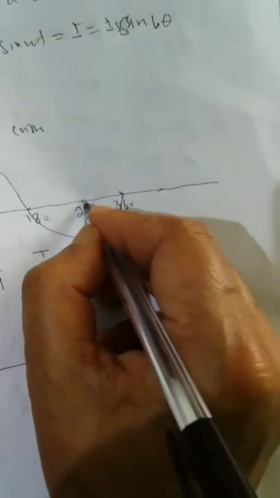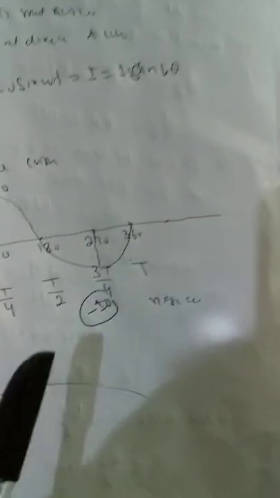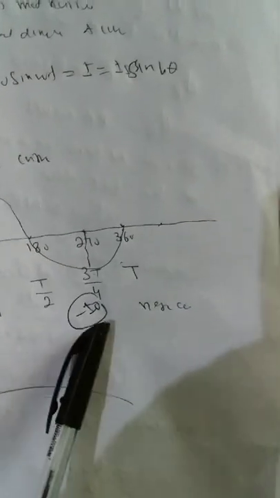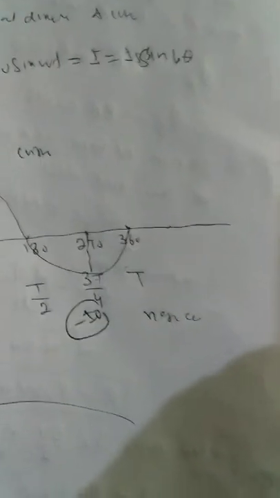That means here it is plus I naught, and here it is negative I naught. It is the peak value of current, but its sign changes, that is, it changes its direction here. This is all about the working of the generator.